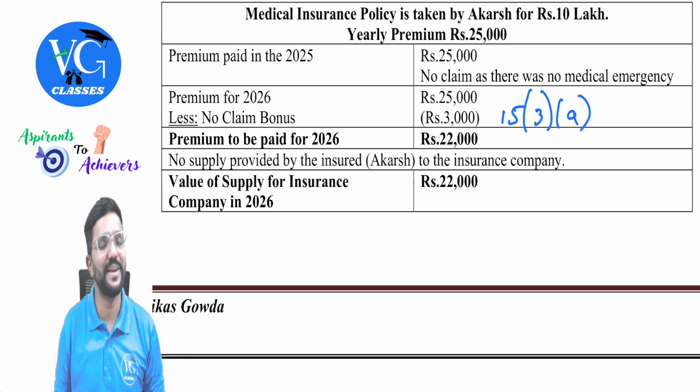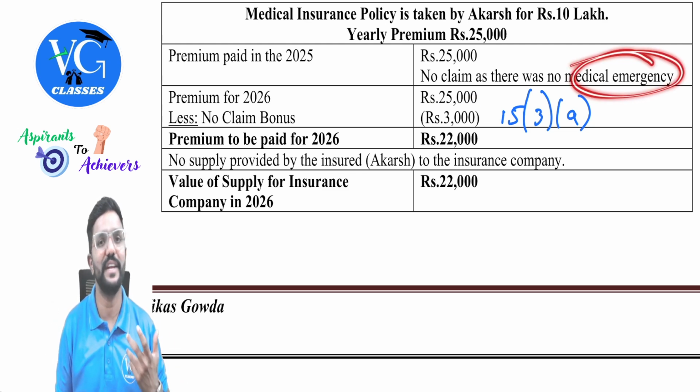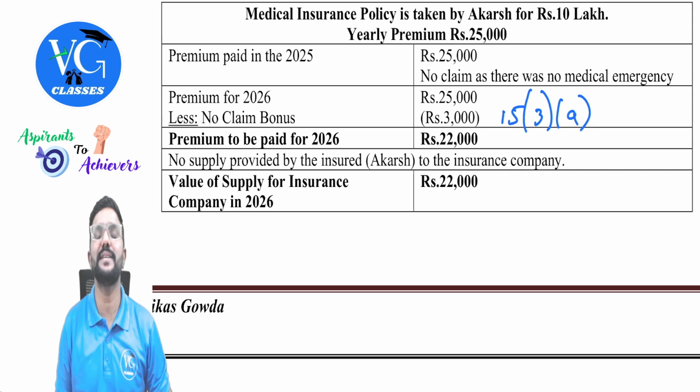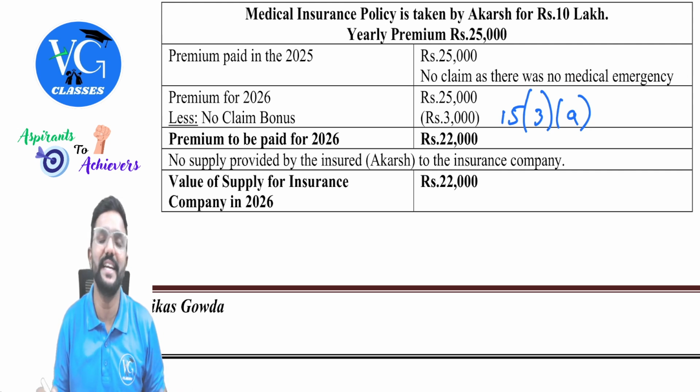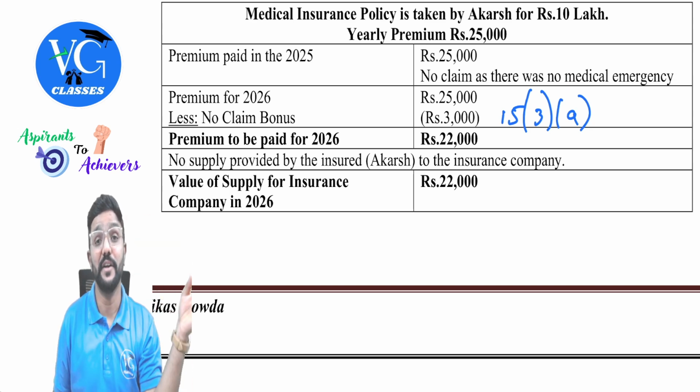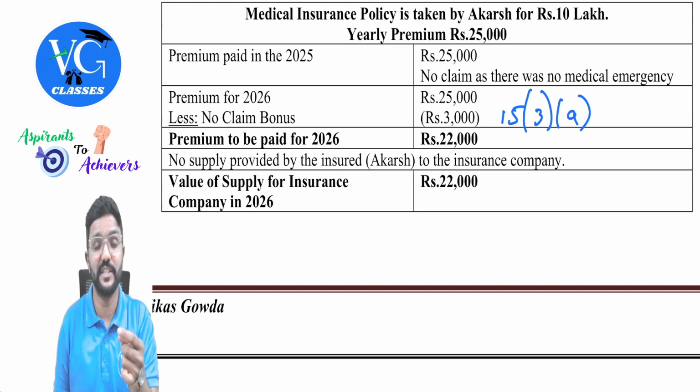So is it a separate supply? No, people, because the purpose of taking the policy itself is that whenever there is any medical emergency, we need to claim it. Just because Akash didn't have any medical emergency in the year 2025, he didn't claim the policy. That doesn't mean that he had already agreed not to claim the policy for which he will get a discount. Was it agreed like that?